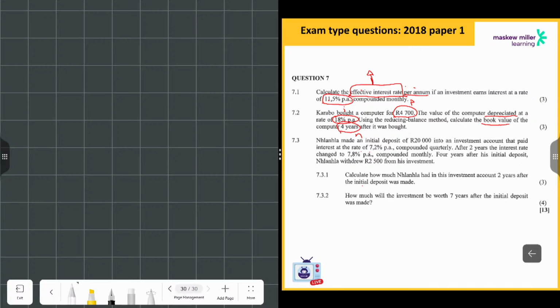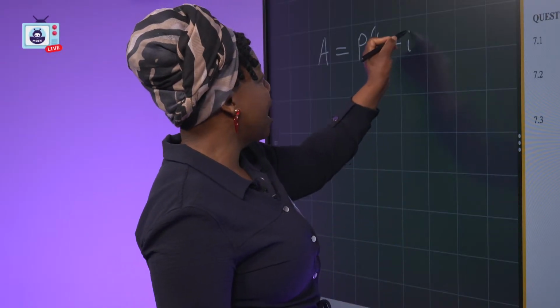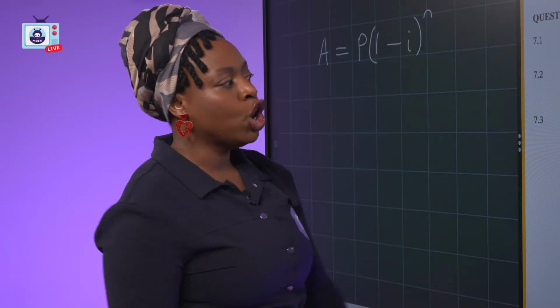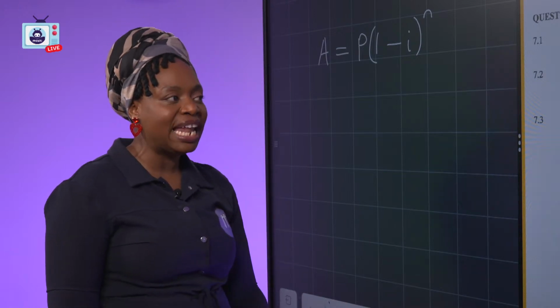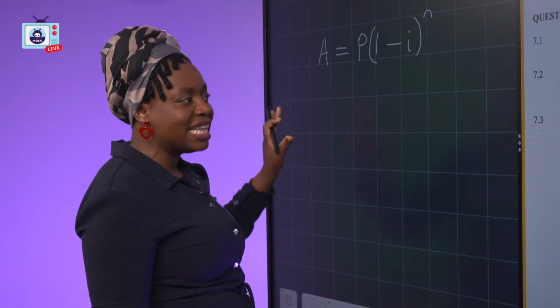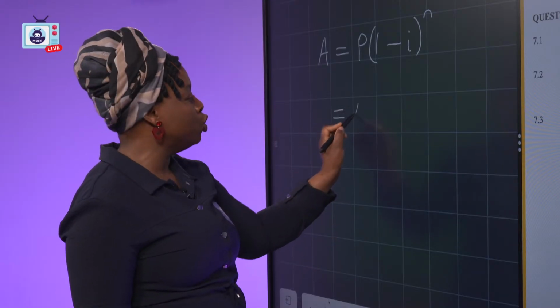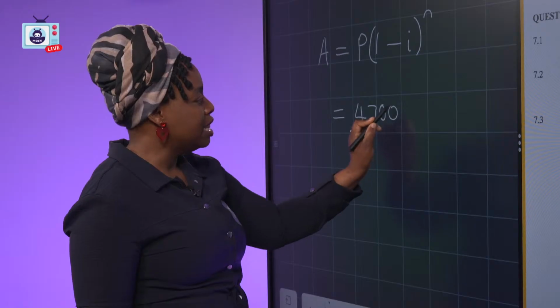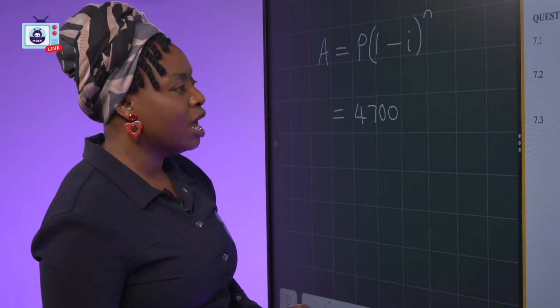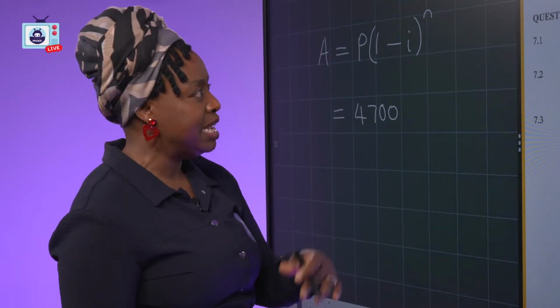So this one, you're going to use a formula, A equals P, and then you have 1 minus I, because it is depreciating, and then to the exponent n, because we are using the reducing balance method. We are not using the straight line method. So that is your starting point, how you're going to respond to the question. And then you go on, you substitute 4,700. That is what you had, right? Because you want to calculate the book value of the computer after it has been bought. So how much will it be after it's bought?